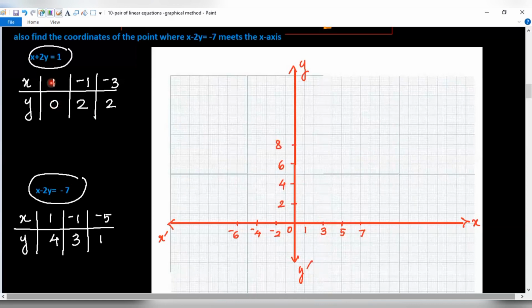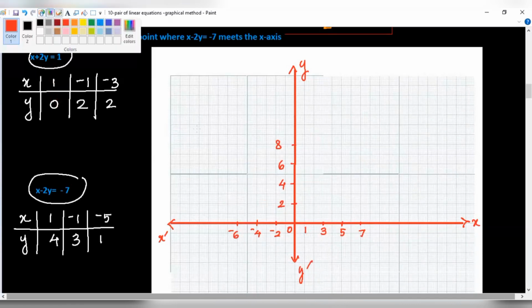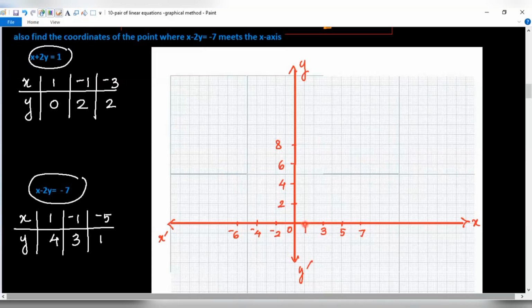First one is 1, 0. Okay, let me take another color. 1 on x-axis and 0 on y-axis, means this is the point, right? 1, comma 0, this is the point. So I'll name it as A, and I will write A is 1, comma 0.